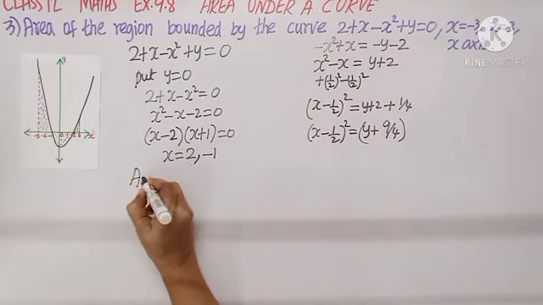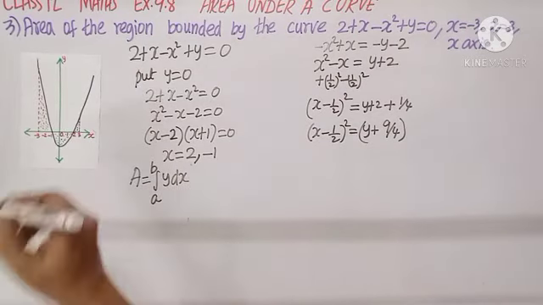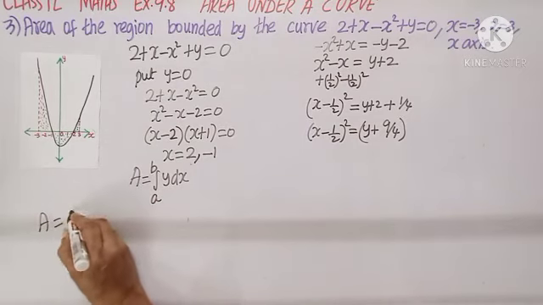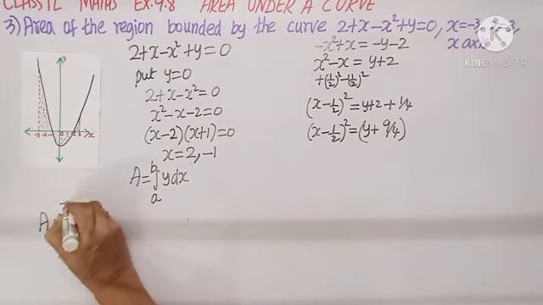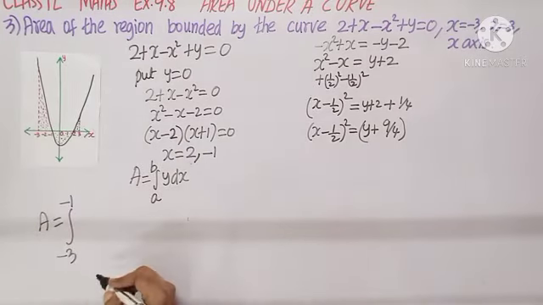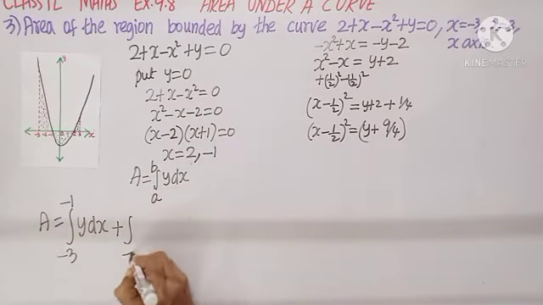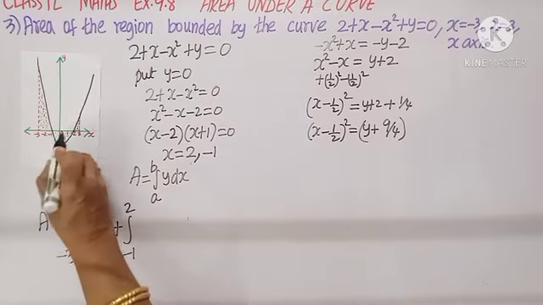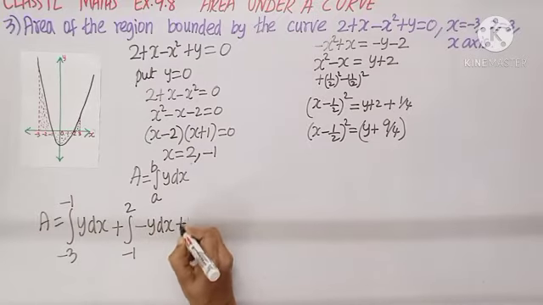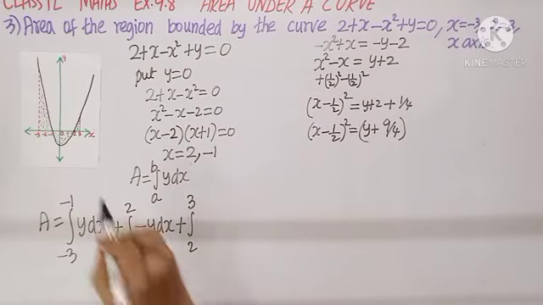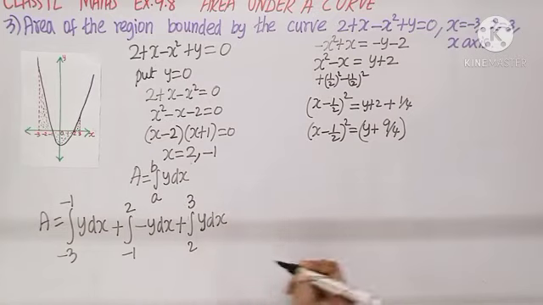So, what is the area formula? It is the integral a to b y dx. In this problem, how will I write it? There are 3 portions. Minus 3 to minus 1, the portion is above the x-axis, so I will write y dx. Plus minus 1 to plus 2, the portion is below the x-axis, so minus y dx. Plus 2 to 3, the portion is above the x-axis, so it is plus y dx.